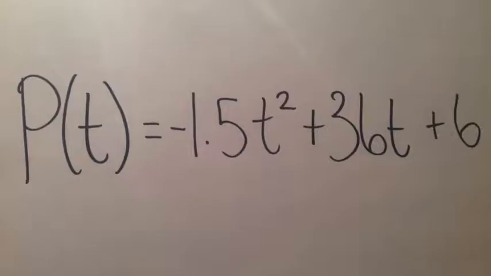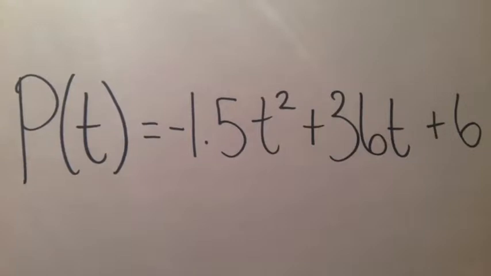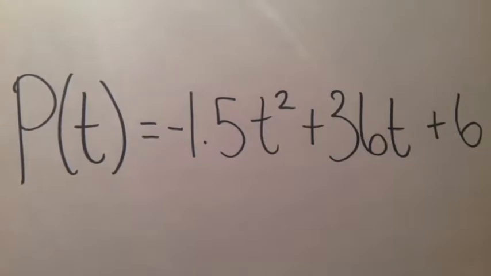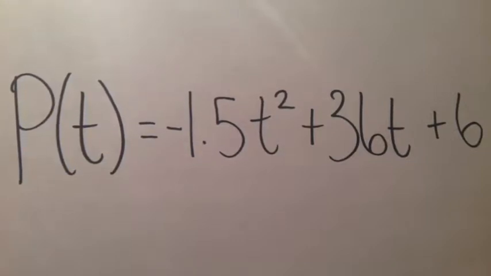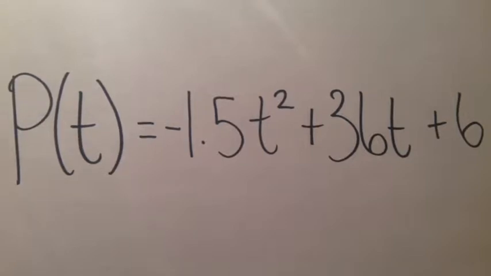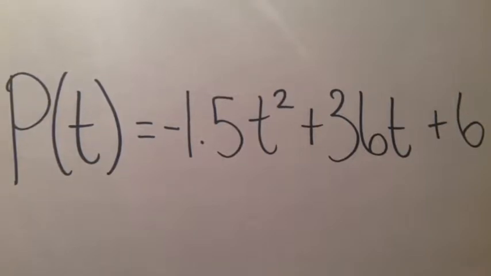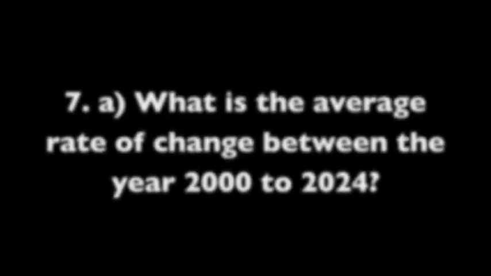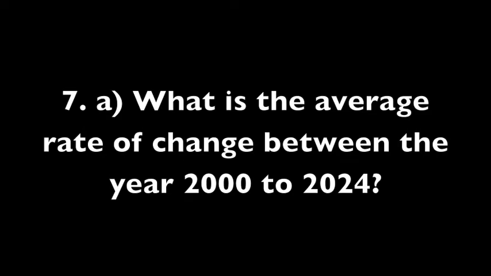The question we will be looking at is on page 87, number 7. Number 7 states the population of a town in thousands is described by the function P(t) equals negative 1.5t squared plus 36t plus 6, where t is the number of years after 2000. We'll be starting off with 7a. 7a asks, what is the average rate of change in the population between the years 2000 and 2004?